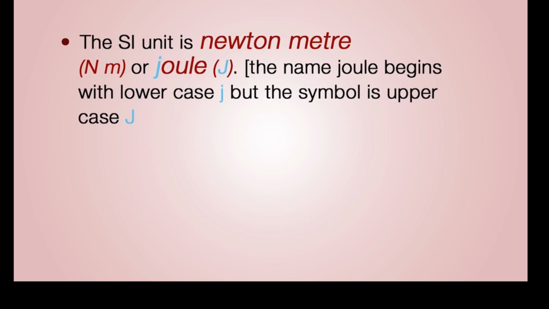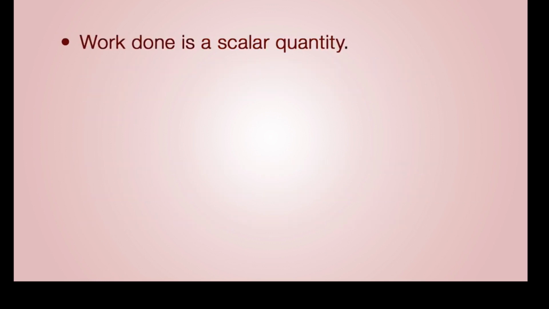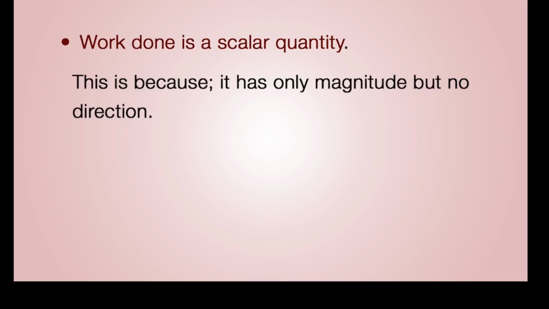Note that the name joule begins with lowercase j, but the symbol is uppercase, that's capital J. A joule is the work done when a force of 1 Newton moves an object through a distance of 1 meter in the direction of the force. Work done is a scalar quantity because it has only magnitude but no direction.